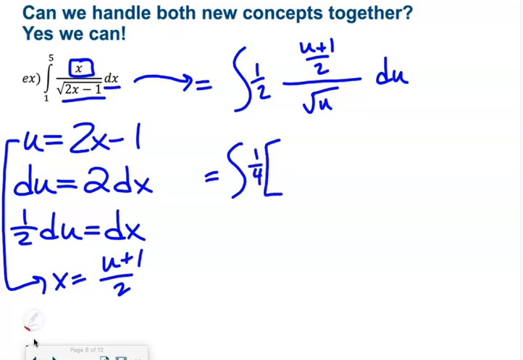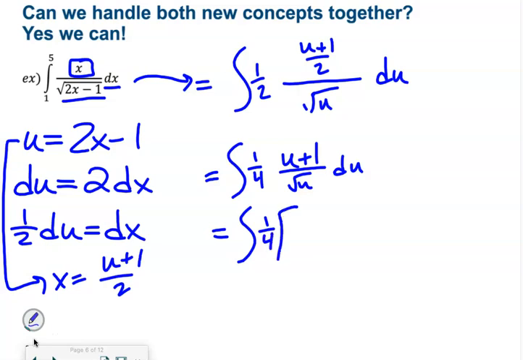You know what? I'm going to write multiple steps. I don't want to get you guys confused. So you have 1/4 times u plus 1 over root u du. So I just put the two halves together. All right, now we got to divide. It's monomial. So u over root u, that's u to the 1 minus a half. And then 1 minus a half is negative a half, so we have plus u to the negative 1/2 du. All right.